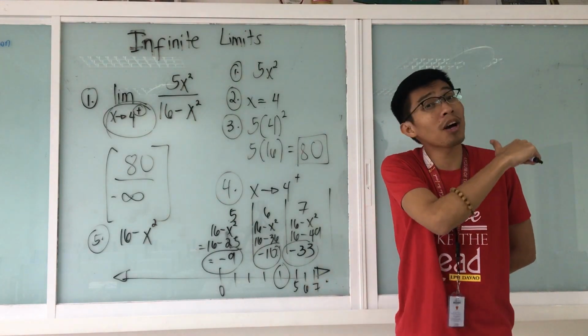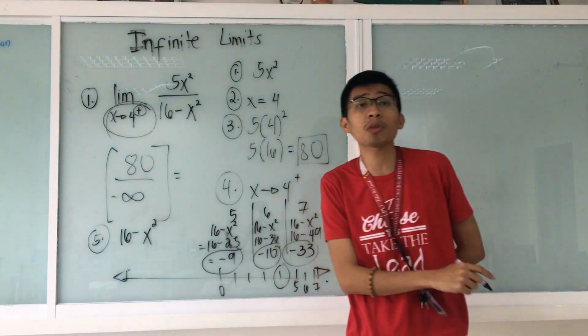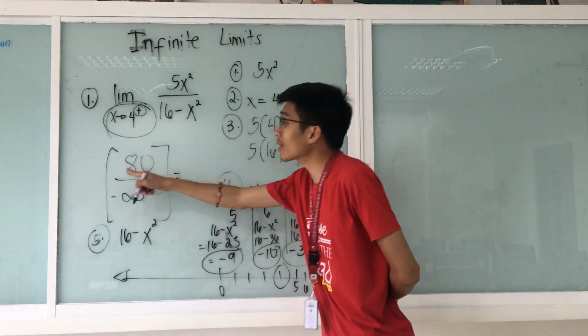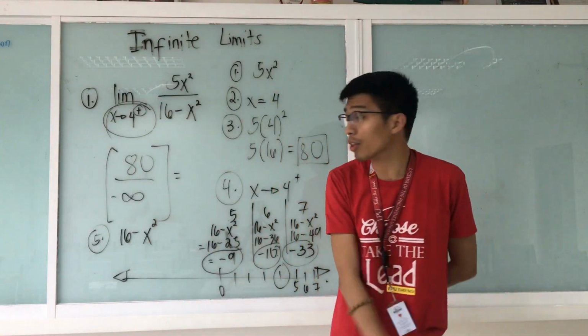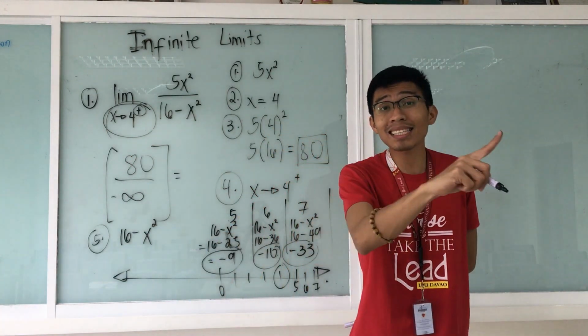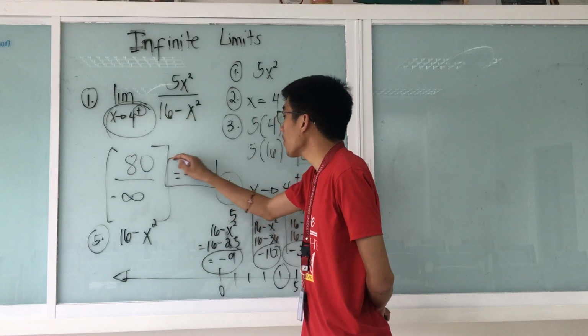That's great, but I'm not done yet in solving this one, because after that you have to simplify. You have to divide the signs of your numbers. So what is the sign for the numerator? That is positive. What is the sign for your denominator? That is negative. Positive divided by negative is negative. Very good. So that is negative infinity.